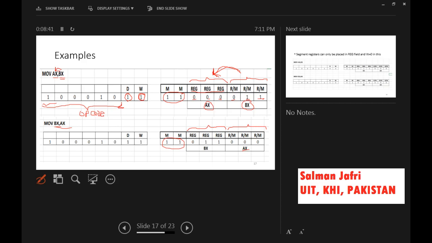W is again 1 because we are dealing with 16-bit registers. Now direction is again 1. Why? Because data is again moving out from R/M into the REG, because data is moving from AX to BX. So one point I would like to mention, that if we have 8-bit registers, the same discussion would apply, but W would become 0 in that particular case.